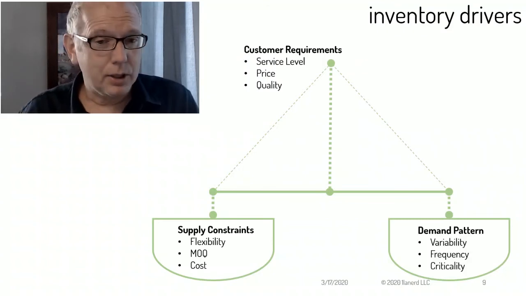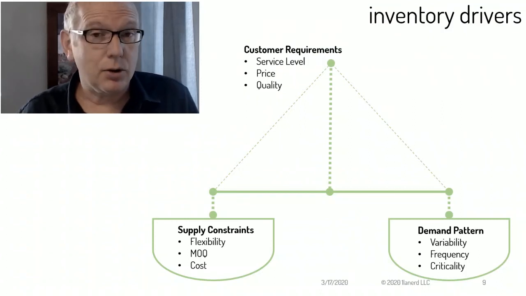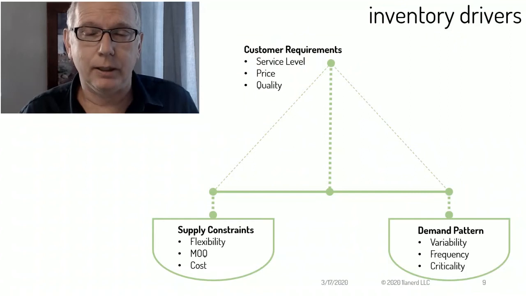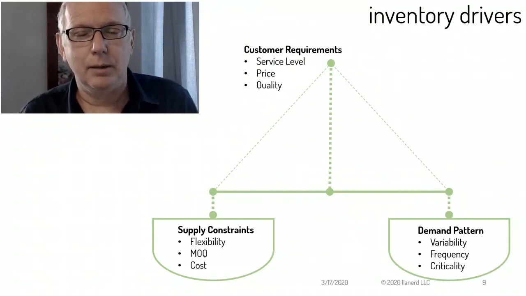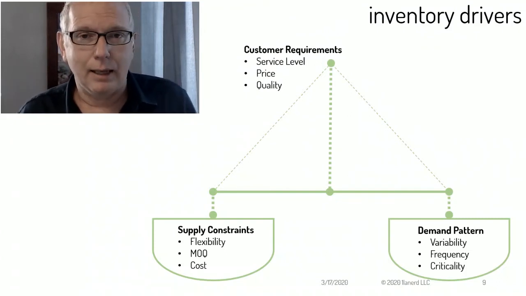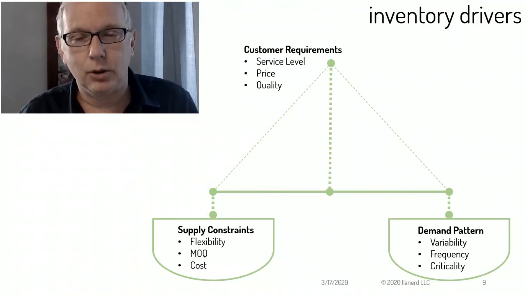The other thing is the demand pattern, which we've already talked about the variability quite a lot, but there's also frequency of demand. How often is this product called for, and how critical is it? That will impact how much inventory we hold. There are products that we have to have, and so we will always use the cash to hold that inventory in order to make sure that it's available when our customer needs it.